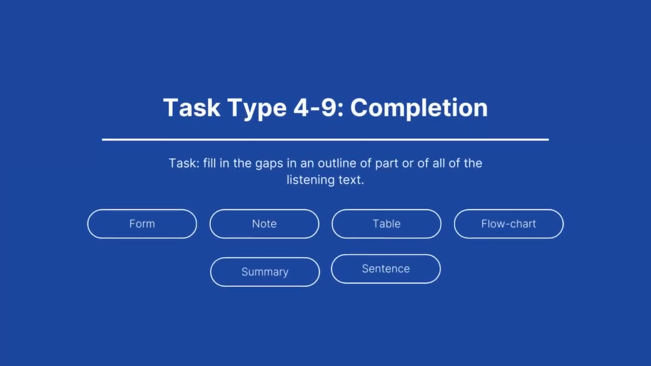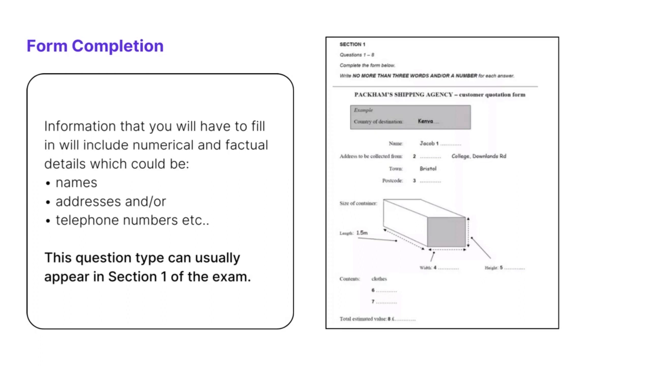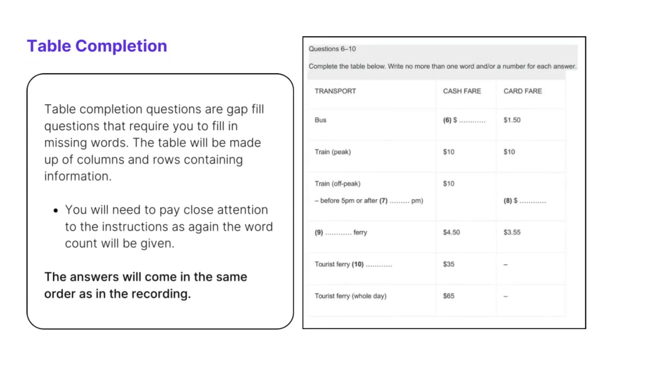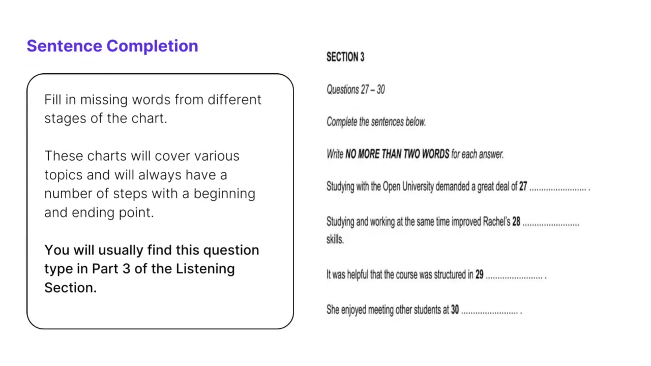Let's move on to the next question type, which is completion questions. Here we also have a variety as to how they can appear. Completion questions could come in the form of form completion, note completion, table completion, flowchart completion, and sentence completion.